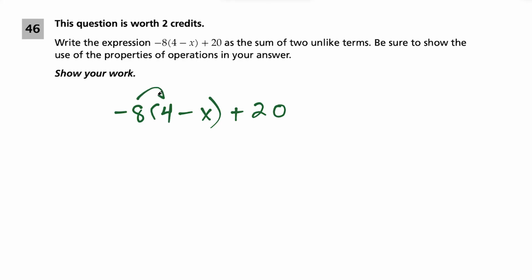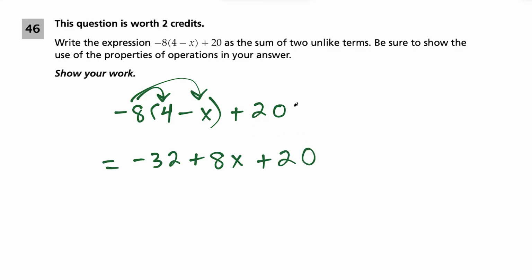So first, we're going to use the distributive property. We're going to send the negative 8 through by multiplication. Negative 8 times 4 is negative 32. And then we have a negative times a negative, which is going to go positive, and 8 times x is 8x. And the plus 20 just tags along like this.